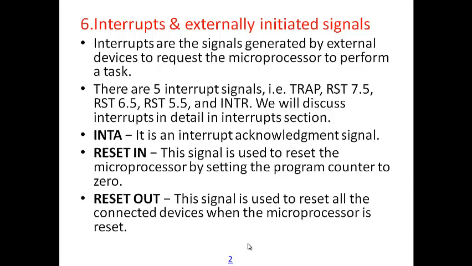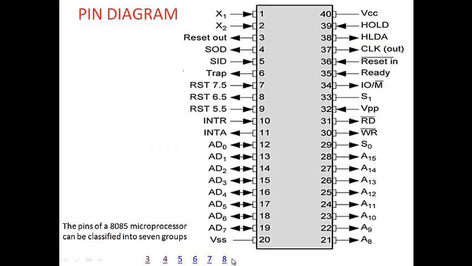Reset out. Reset in is for resetting itself, and reset out is for resetting the external devices connected to the microprocessor. It is a signal used to reset all connected devices when the microprocessor is reset. So when you see here, there is a reset in and another one is reset out. It is very clear that when you press this particular switch, it is an input to the microprocessor. So we will connect a switch to this line, and reset in is active low, so the reset will be done only if this line is brought to 0.